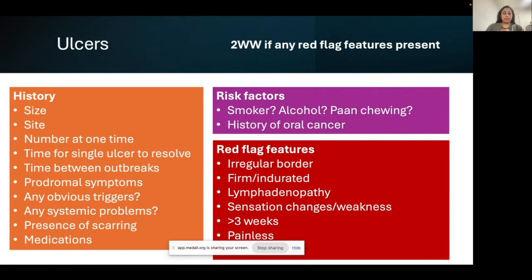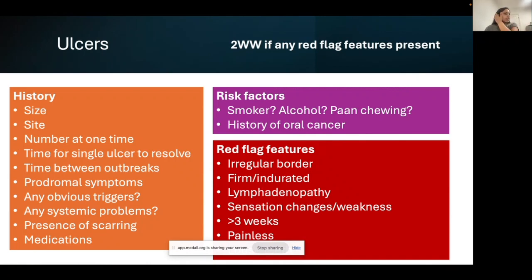So for example, some people get ulcers when they're really stressed, they've had poor sleep, or even premenstrual people get them as well. Do they have any systemic problems that can cause ulcers? For example, things like Crohn's or celiac disease. So do they have problems with their bowels, tummy problems, anything like that? Do they get scarring of the ulcers? And exactly what medications do they take?